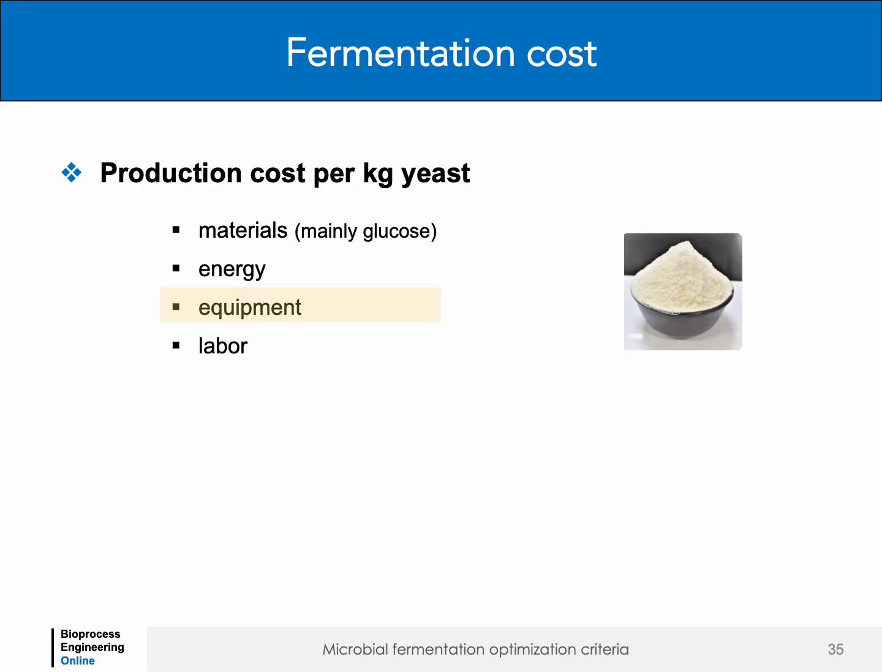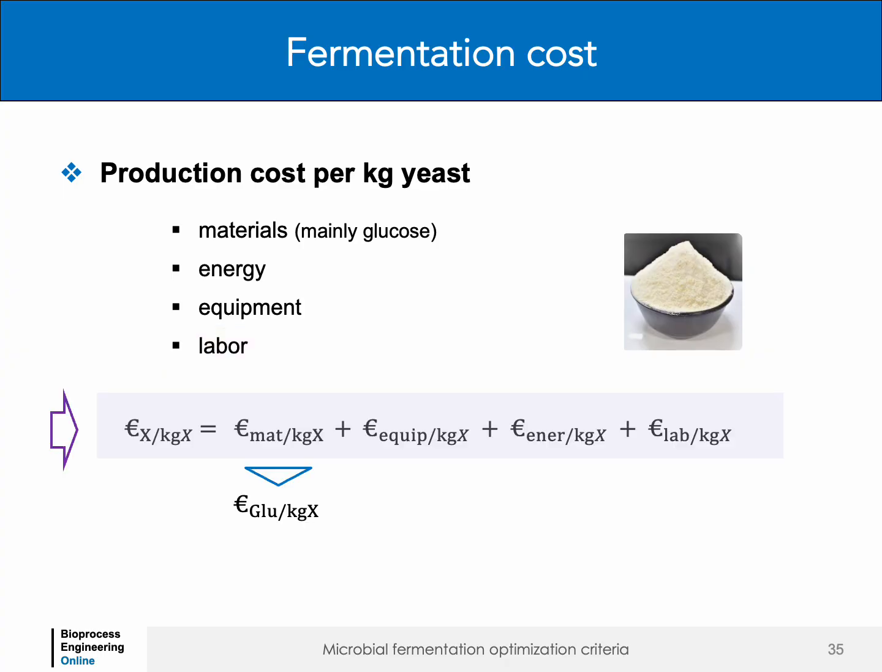Equipment costs include depreciation, maintenance, and other expenses associated with equipment utilization. Labor costs include the salaries of technicians, supervisors, and engineers, together with general company overhead expenses. Accordingly, the production cost per kilogram of yeast is the sum of the material cost per kilogram, mainly represented by the sugar cost, the equipment cost per kilogram, the energy cost per kilogram, and the labor cost per kilogram.